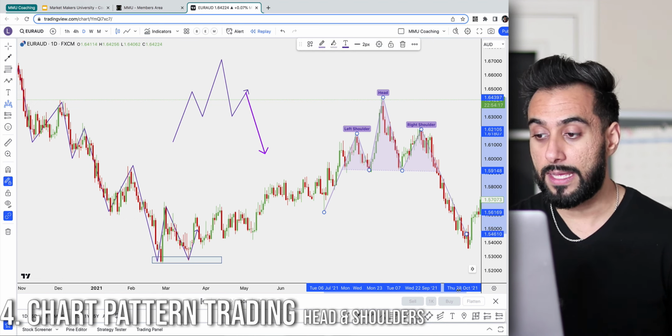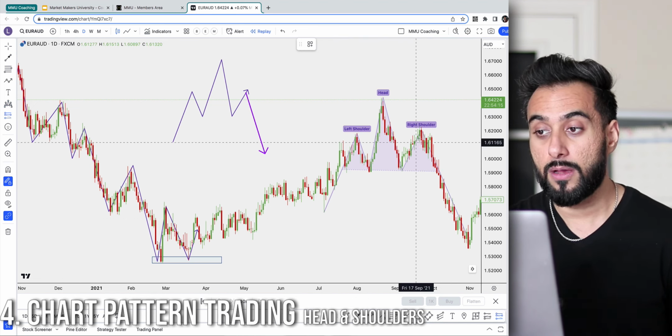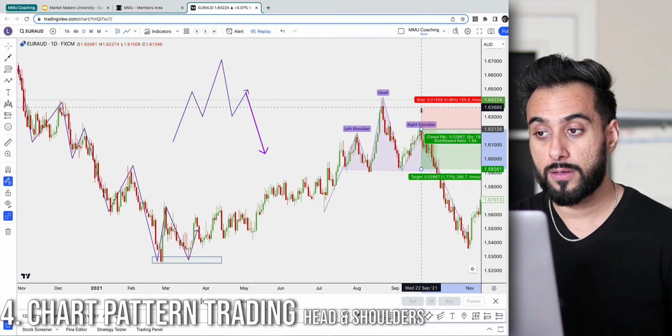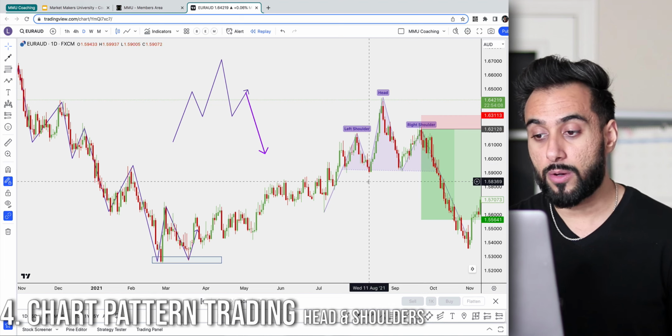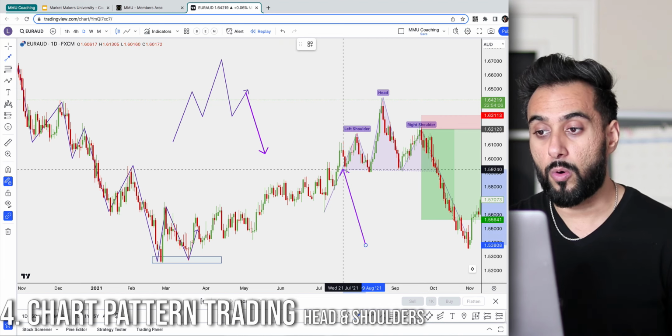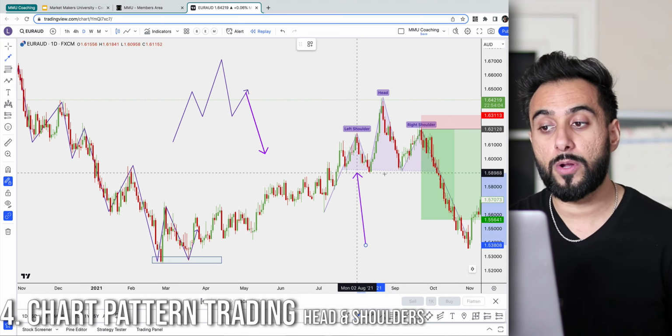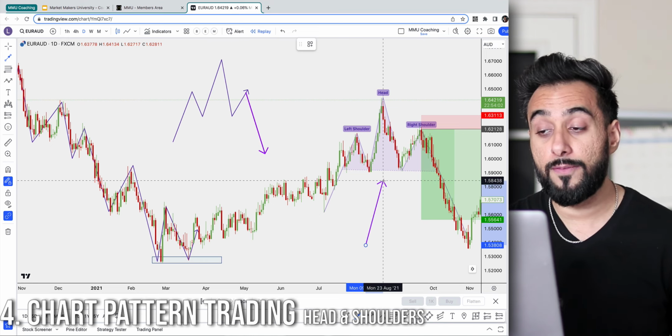So the trade with this pattern would be from the right shoulder going down. This little horizontal dotted line that you see right here, this is what we call the neckline. And I'll give you a hint.